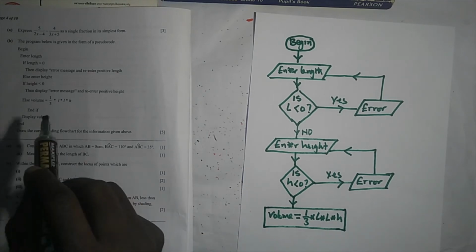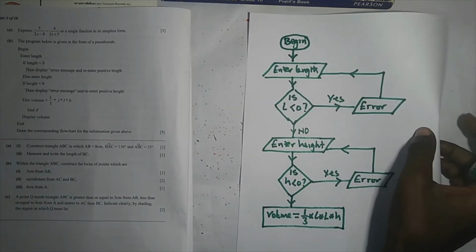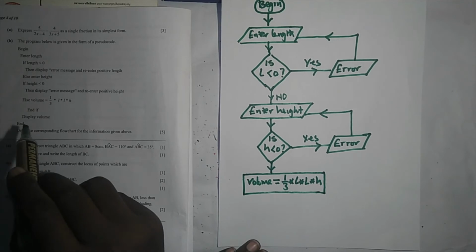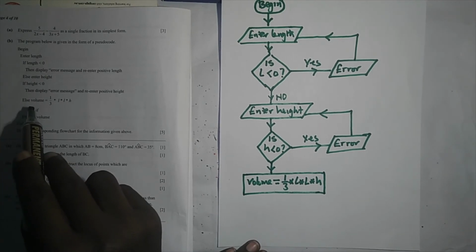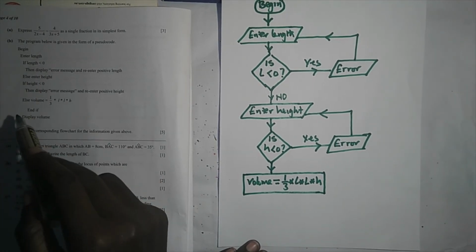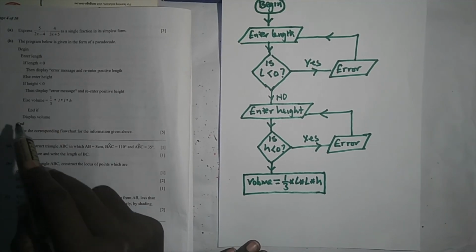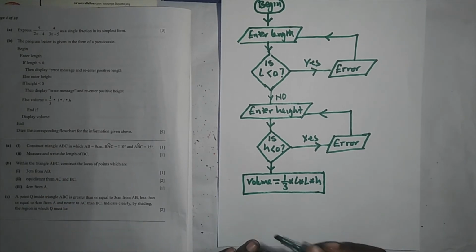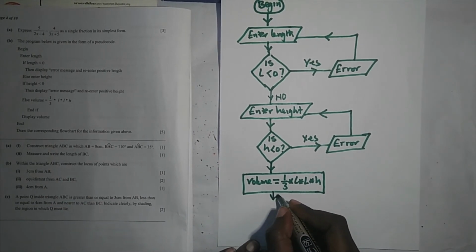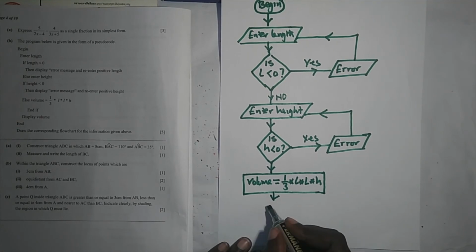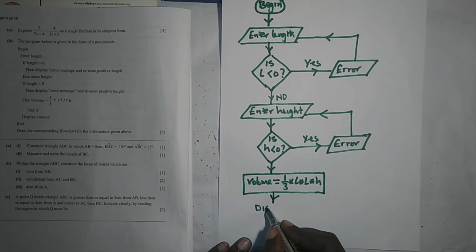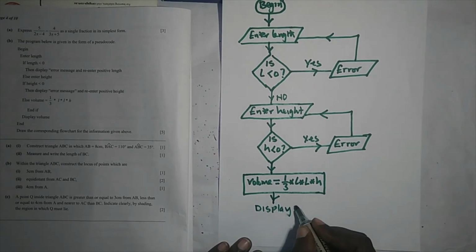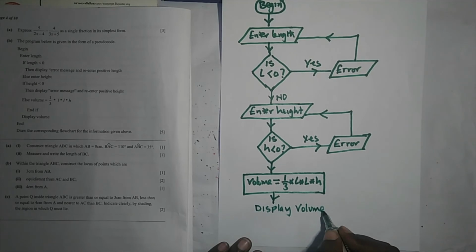And then the next one says end if. So this end if simply tells you that these if statements have come to an end. So this end if does not go into any shape. So you go to the next one which says display volume. So when you come here, you come to display volume. So you write here display volume. So this one goes into a parallelogram.